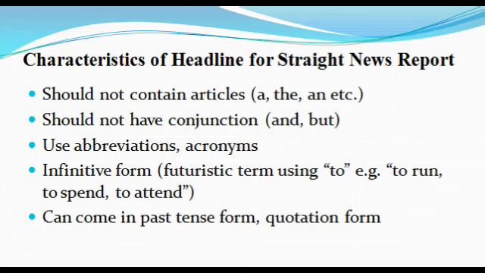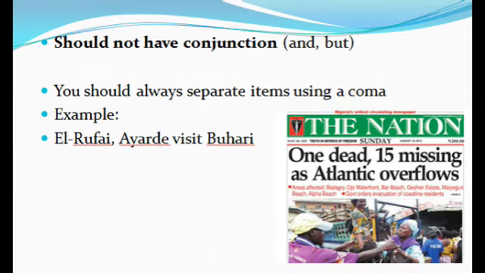In order to try to make it short and compress it, you remove the articles. The headline should not have articles like a, the, and. It should not have conjunctions like and, but. While talking about conjunctions, you use a comma to separate whatever you want to separate. If, for instance, Governor El-Rufai of Kaduna State and Governor Ben Ayade of Cross River State want to visit, or they visited the president, you say El-Rufai, comma, Ayade visit Buhari. You don't say El-Rufai and Ayade. No, you don't do that. So you try as much as possible to compress the headline.